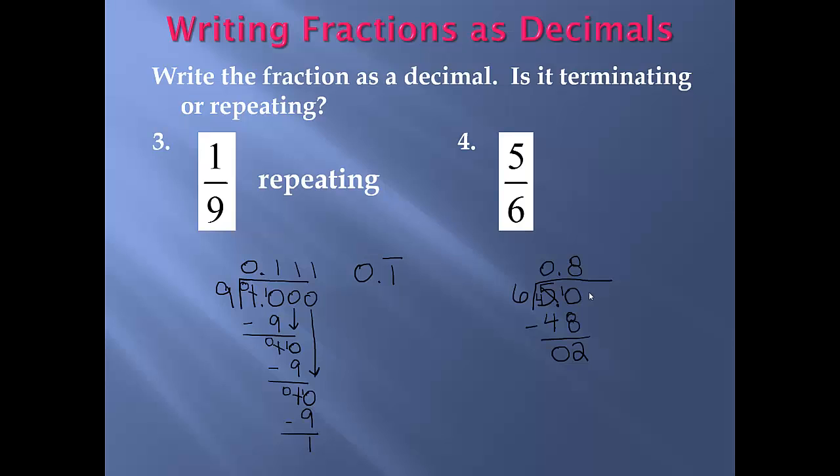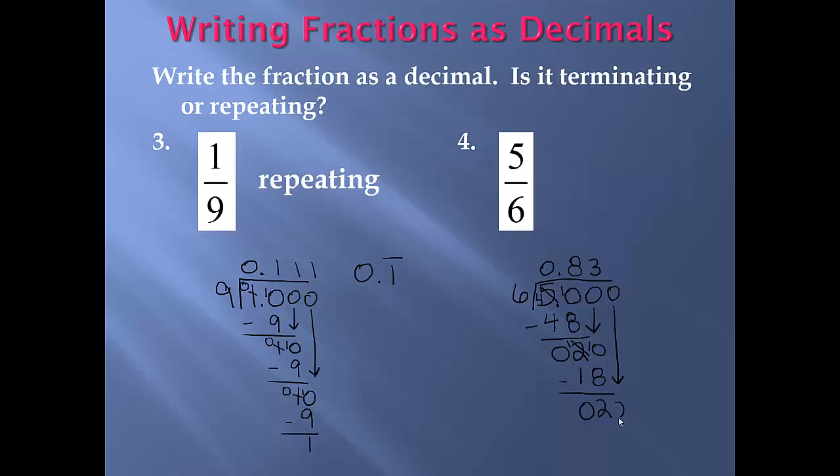We'll add our 0 and bring our 0 down. Now 6 goes into 20 3 times. And 3 times 6 is 18. And now we need to subtract. 0 minus 8 we cannot do, so we borrow from the 2 and it becomes a 1, and our 0 becomes a 10. 10 minus 8 is 2. 1 minus 1 is 0. We still have 2 left, so we need to add our 0 and bring it down.